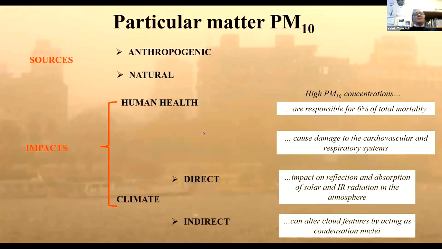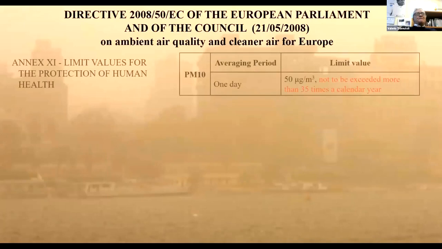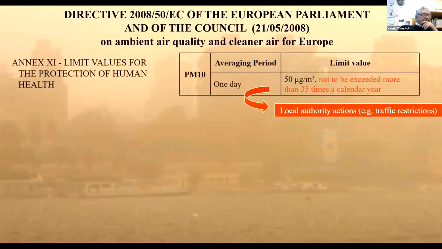And not the object of this presentation, you know, is the important impact on climate, on the energy budget of the Earth, and so on. Why are we interested in detecting the natural contribution to PM10 pollution? Because European legislation obliges local authorities, when we have more than 35 exceedances of the threshold established at 50 micrograms per cubic meter, to take actions. So typically traffic restrictions for several days until the situation changes.